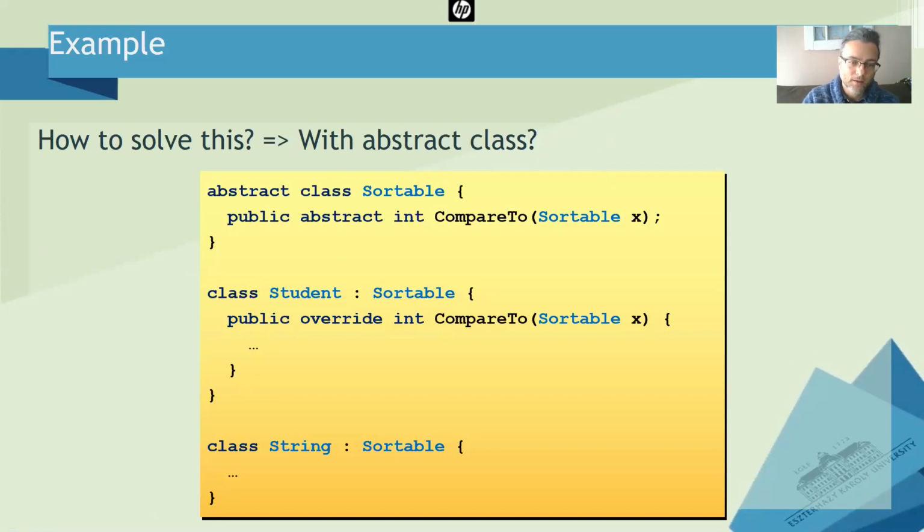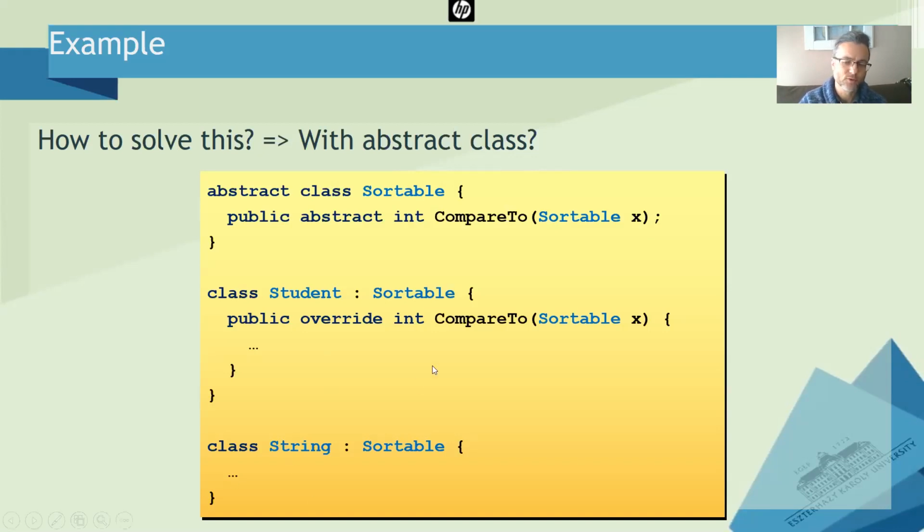And yeah, so you can try also, if you need to compare strings to each other, you should inherit the string class from Sortable. If you want to compare integers, you should inherit int from Sortable, and so on.